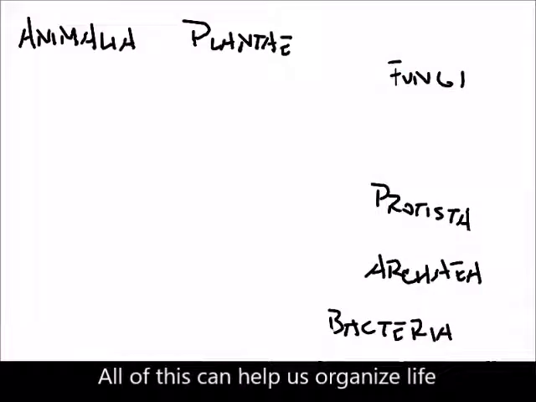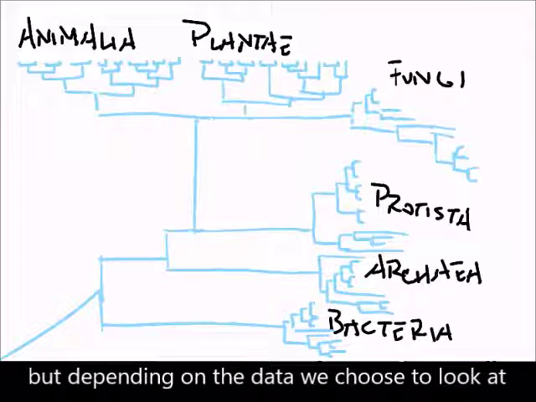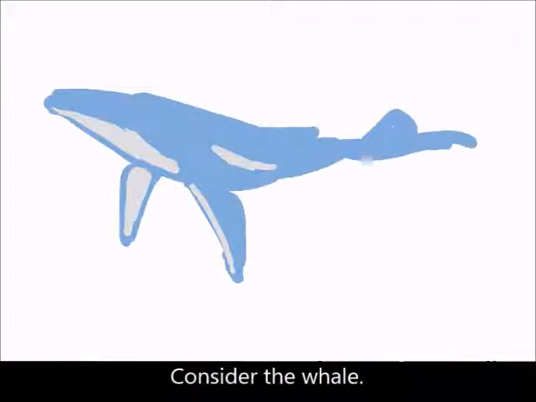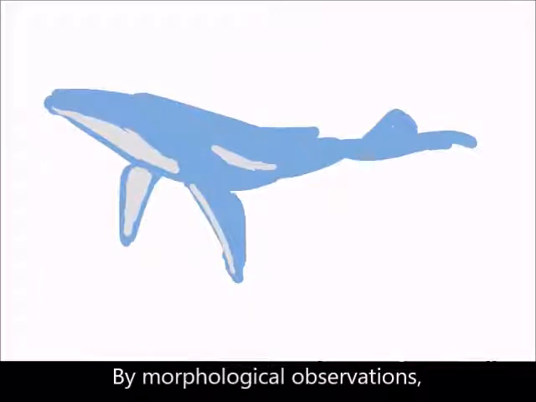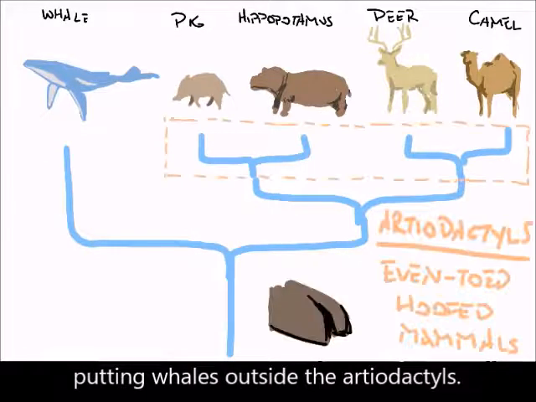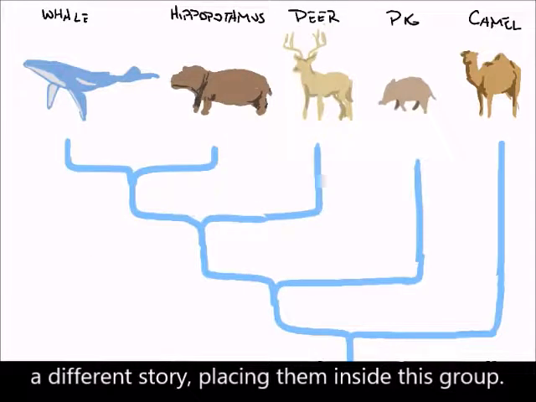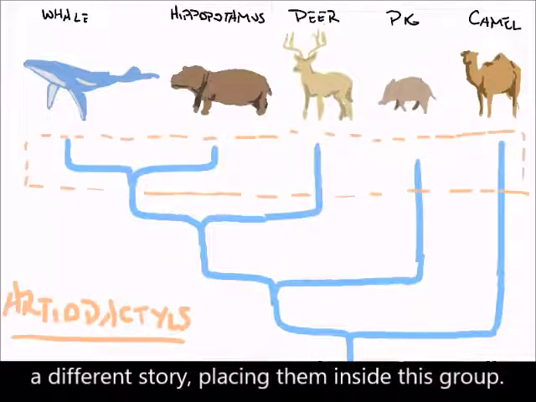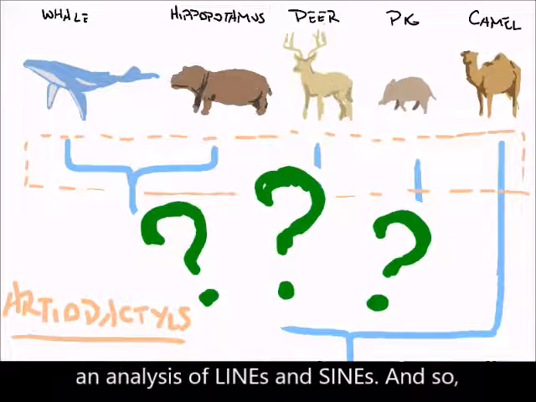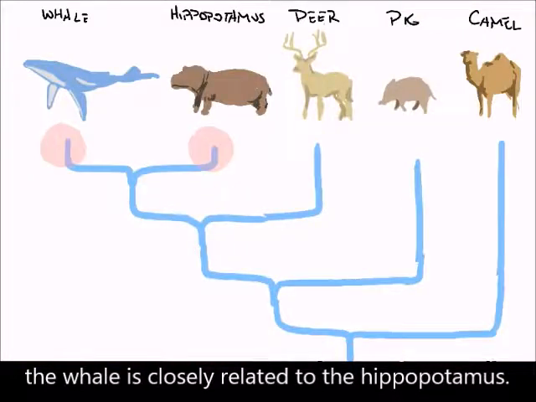All of this can help us organize life and propose a path of descent, but depending on the data we choose to look at, again, we might get conflicting information. Consider the whale. By morphological observations, this is the most logical tree we can produce, putting whales outside the artiodactyls. But nuclear and mitochondrial DNA tell a different story, placing them inside this group. Who's right? This debate was conclusively settled by an analysis of lines and signs. And so, the whale is closely related to the hippopotamus.